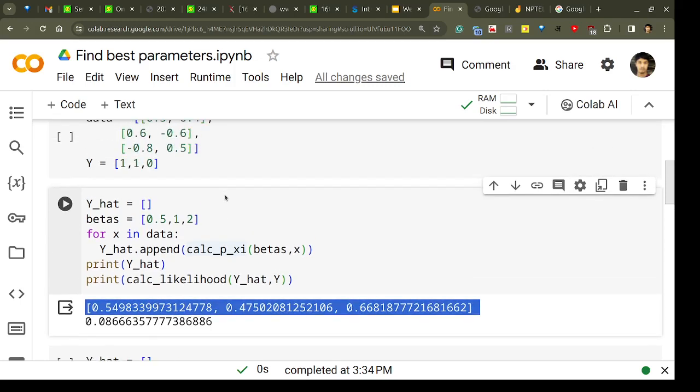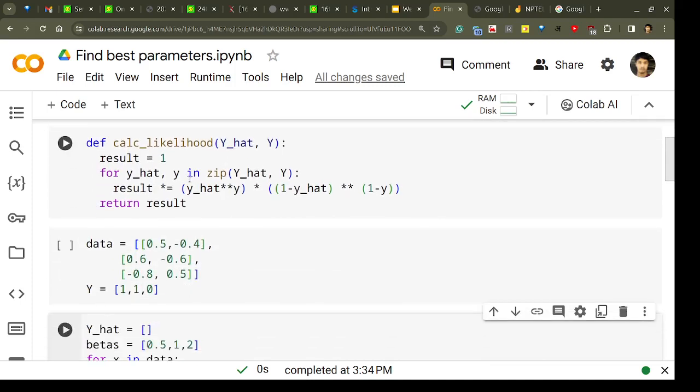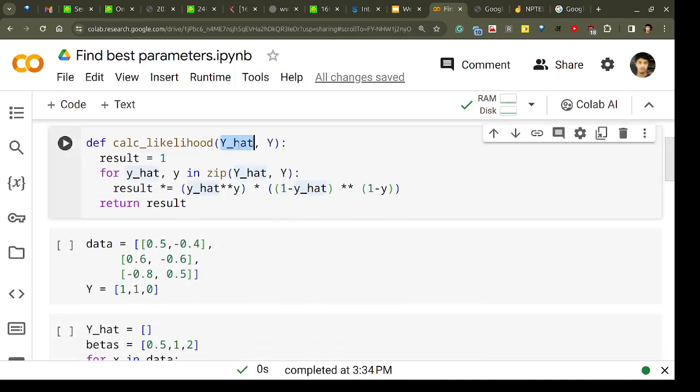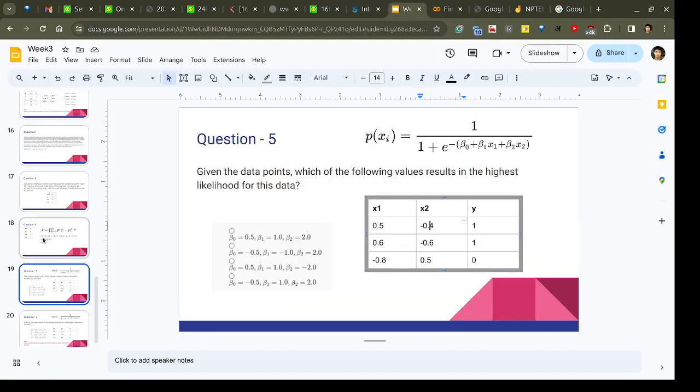From that we can calculate the likelihood. How to calculate the likelihood? We have the y hat. Y hat means basically here p of xi, which is the prediction from the model, and y is the label. So basically we'll just apply this formula here.